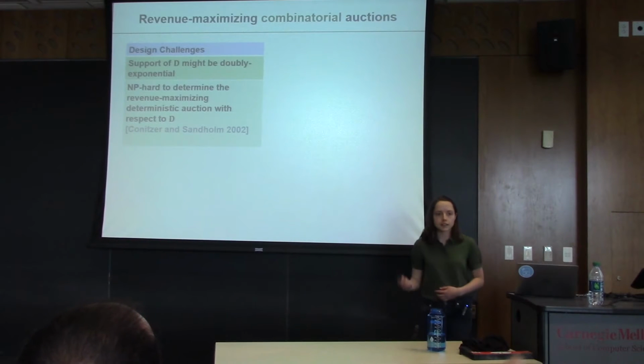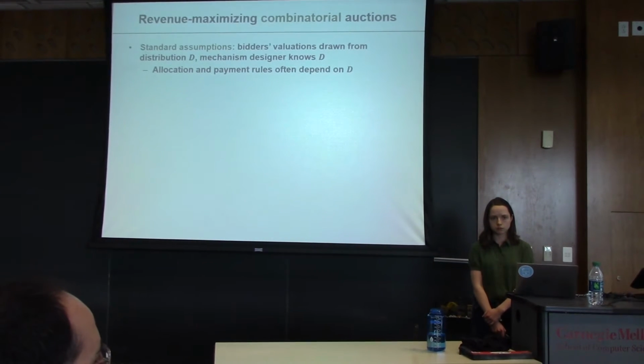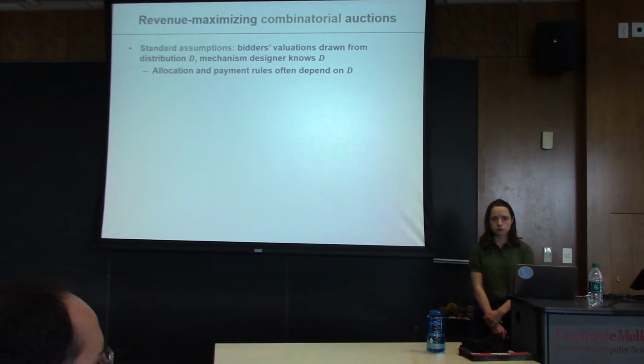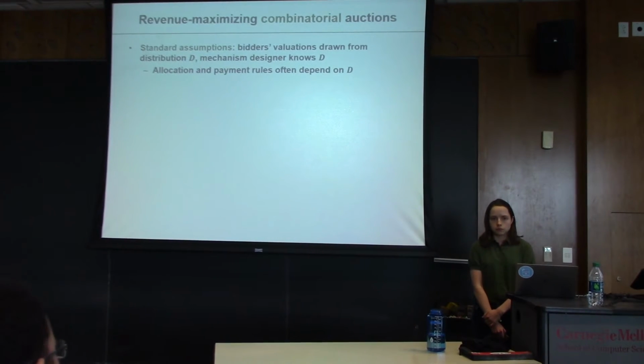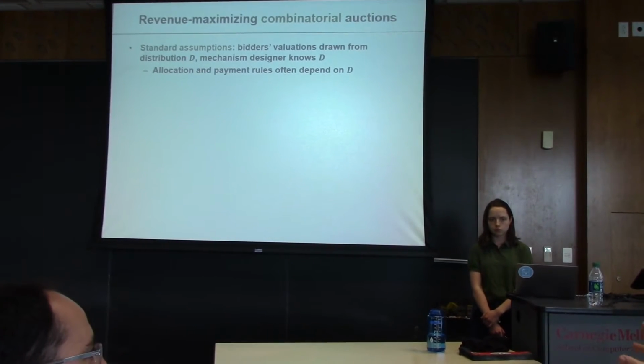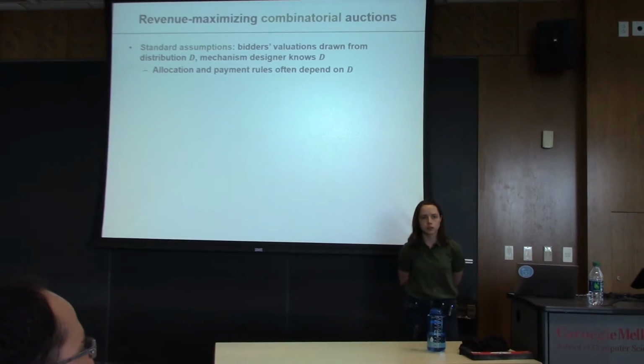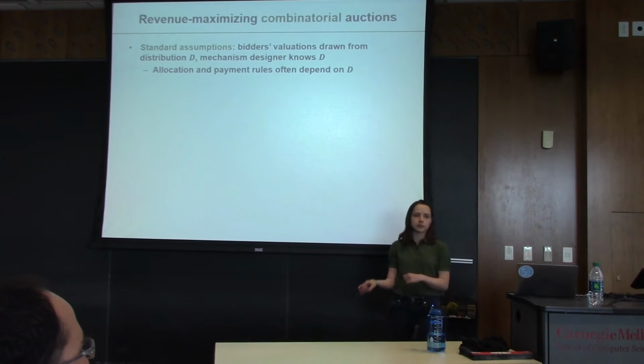Can I ask a simple question? Yes. What if you went back to the simple case of non-combinatorial auction, and the Vickrey auction was maximizing the social welfare? Right. But what if you said, I want to maximize revenue? Is it the same solution again? It's close to the same solution.